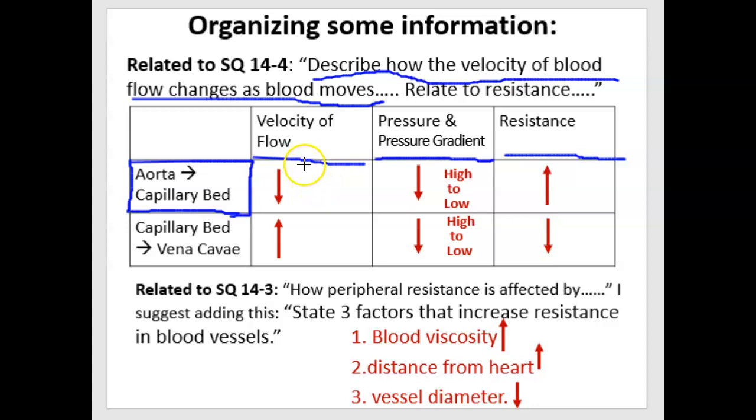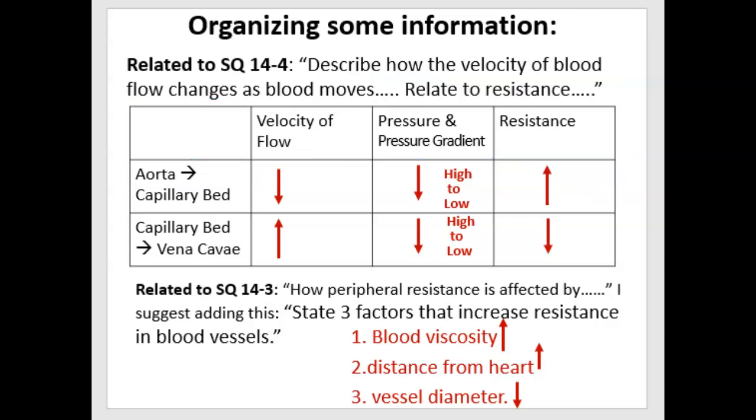We know that velocity goes down and that the pressure gradient goes down, which is good. That keeps blood moving. We always want it to be high to low, right? But the reason the velocity goes down, even though there's still a good pressure gradient, is that the resistance has gone up with distance from the heart.